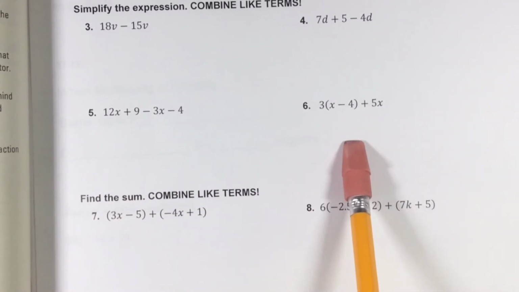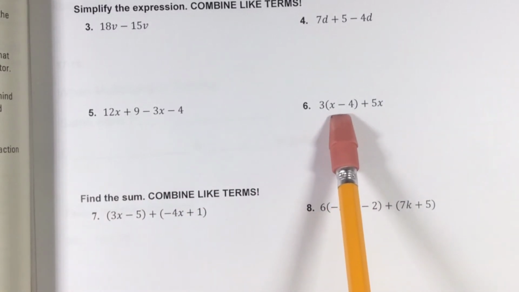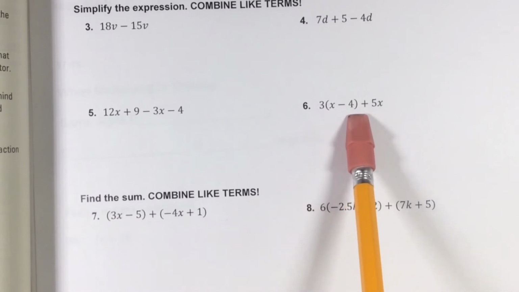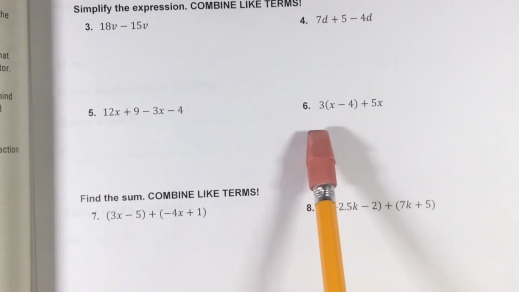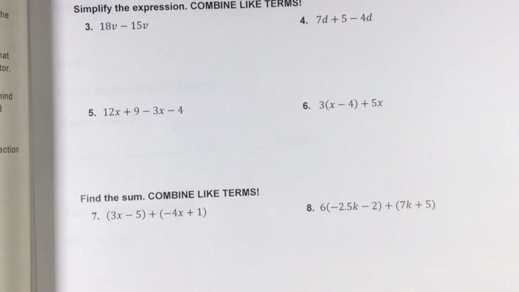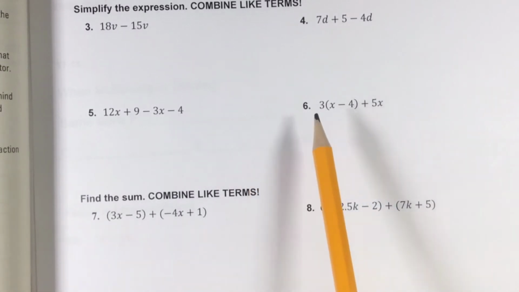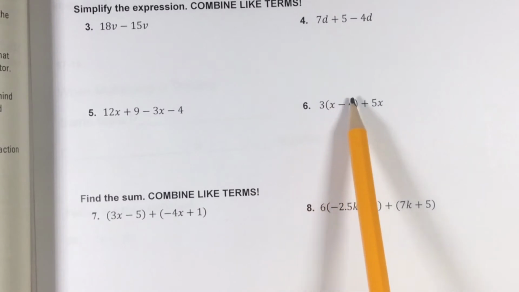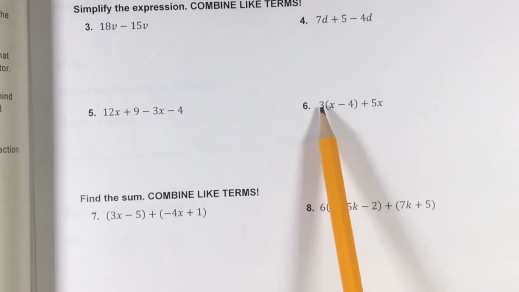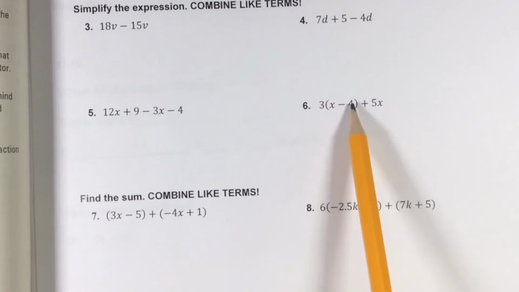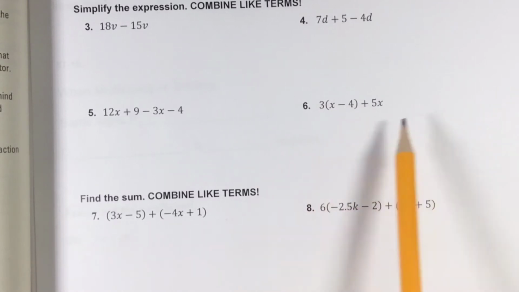And here, for number 6, 3 times, in parentheses, x minus 4, plus 5x. Remember, you do the distributive property first. The biggest mistake people will make here is they will not distribute the 3 to both terms inside. They'll only distribute it to the first term. So make sure you don't fall into that trap. You will distribute the 3 to x. You'll distribute the 3 to negative 4. And then you combine like terms.